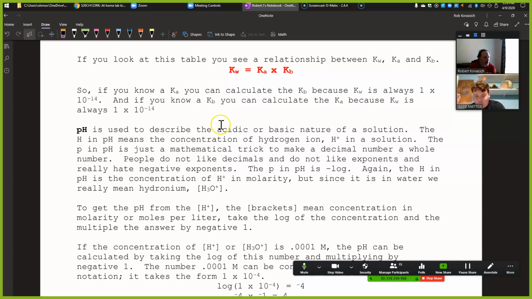Okay, so let's talk about pH. The simple truth is chemists made pH so regular people wouldn't be anxious. I guess that's the best way to say it. That they wouldn't be upset or irritated or nervous about stuff.